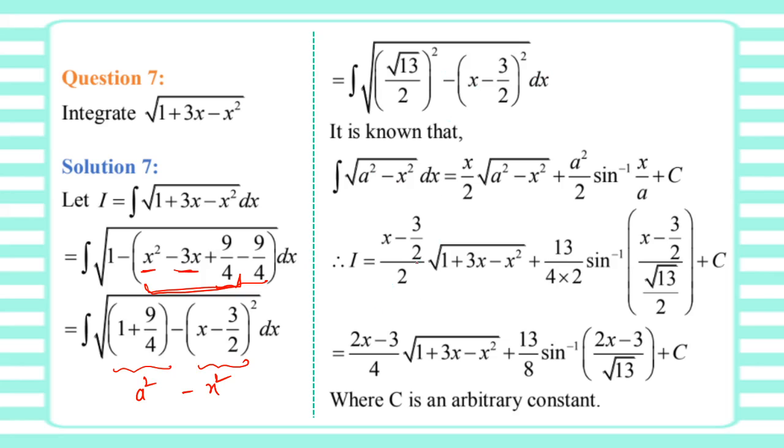Put the values in this formula. A square minus x square is x by 2. X is x minus 3 by 2, upon 2. Under root a square minus x square, which is this form given in the question, plus a square is 13 by 4 and this denominator 2 we already had, so it will be 13 by 8. Sine inverse here, x minus 3 by 2, we can take LCM here and this 2 will be cancelled with this after taking LCM, so it will be 2x minus 3 upon root 13 plus c.